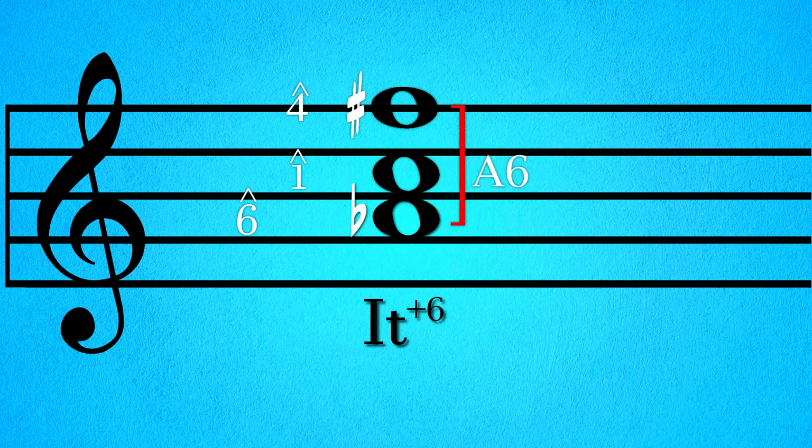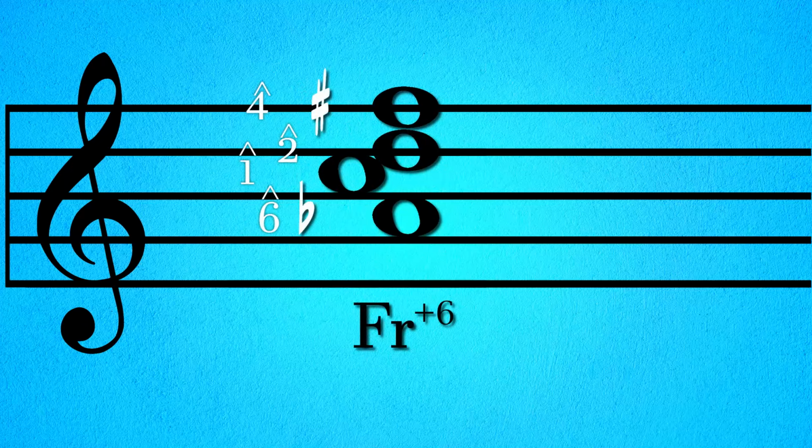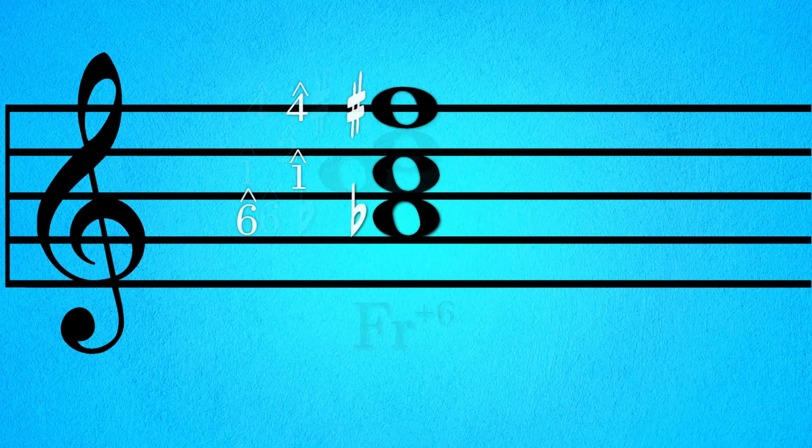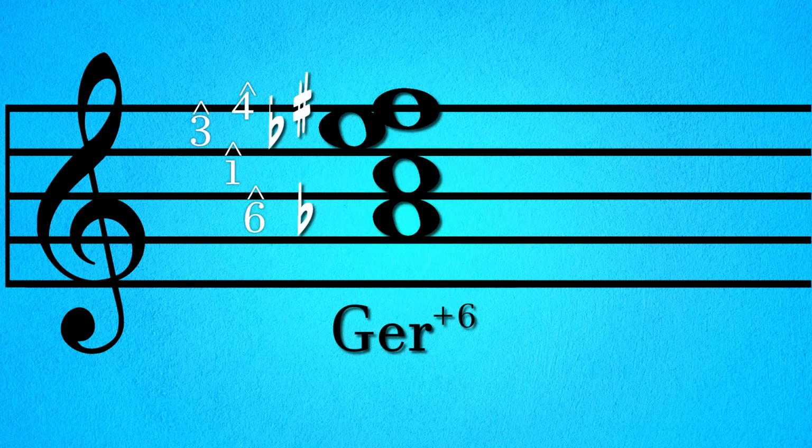We can see the A flat and the F sharp surround scale degree 5. So using this as our template, in a French augmented 6th chord, we would add scale degree 2 to the three notes that make up the Italian 6th chord: A flat, C, D, and F sharp. Constructing a German augmented 6th chord entails starting with the template of the Italian 6th chord and adding a flattened scale degree 3. So we would have A flat, C, E flat, and F sharp.